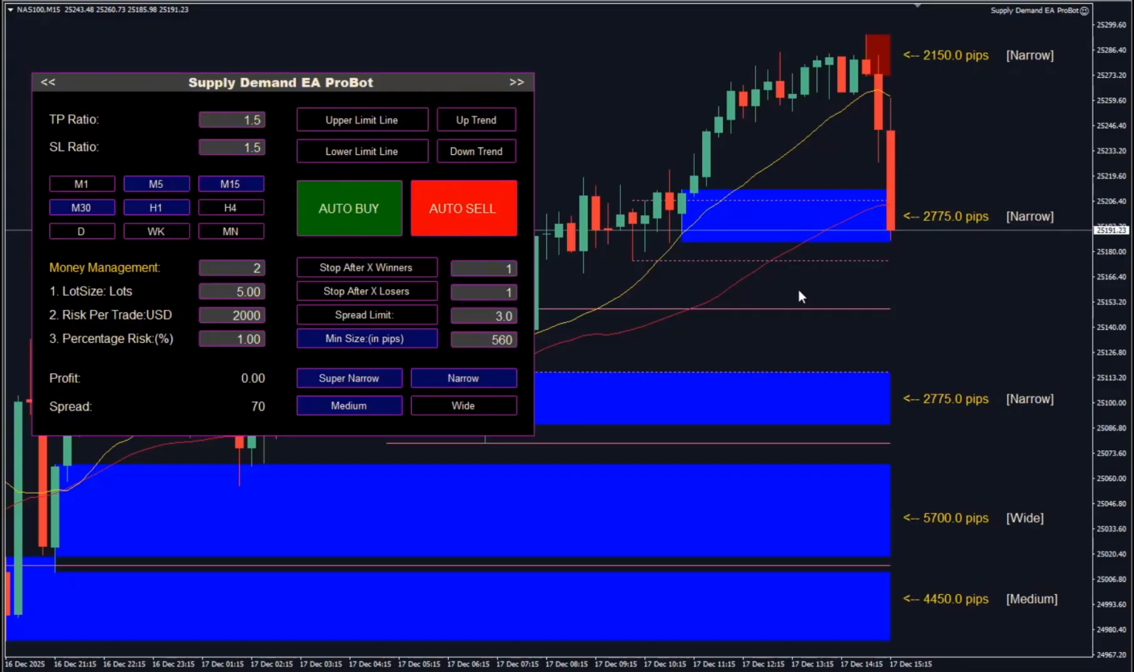I have set in the input parameters for the EA to place 3 trades, so I'm waiting for one more trade for today. Let's see what the third trade the EA is going to give us today.